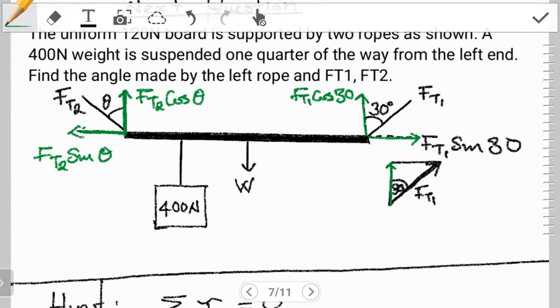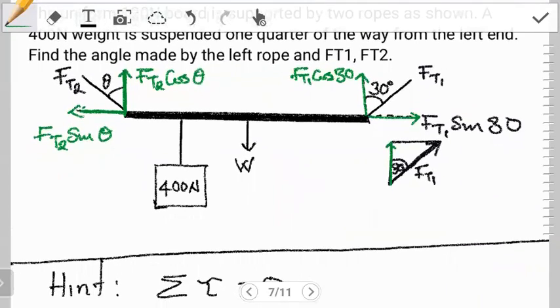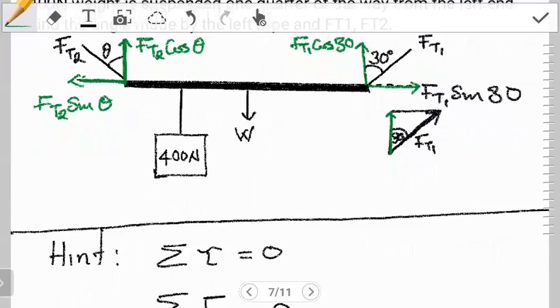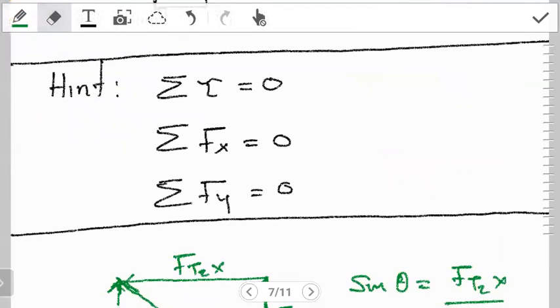Okay, so with that out of the way, the next thing that we have to look at is how can we work this one out? Now, the hints that I gave you guys had 3 steps. The first step had to work out the summation of the torques. The next step had to be the summation of the forces in the x, and lastly, the summation of the forces in the y. Now, how do you do this?